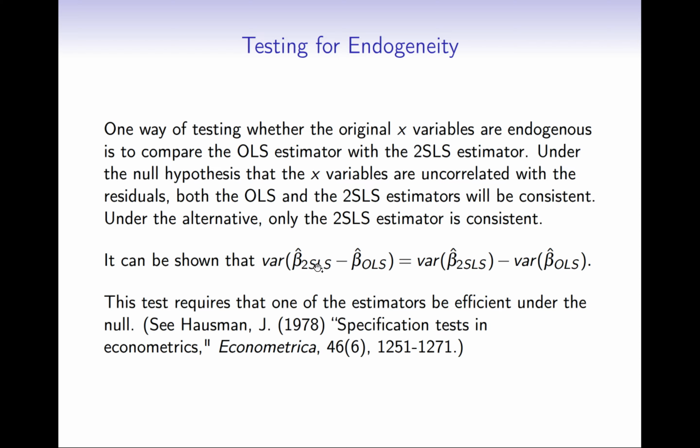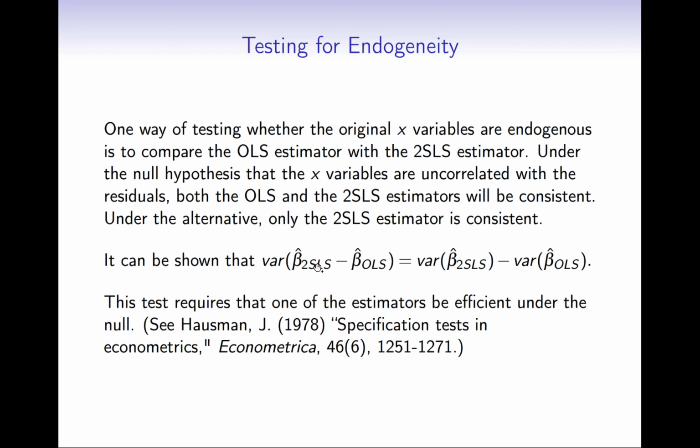So Hausman showed that if one estimator is efficient under the null, so that means it's like the best estimator, then the variance of this difference is equal to the difference in the variances.